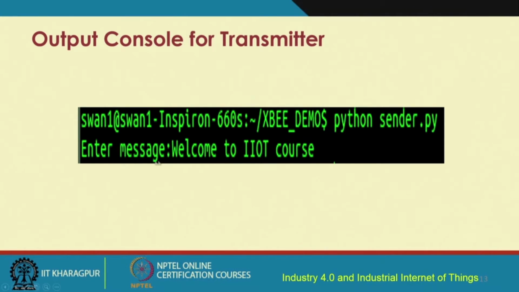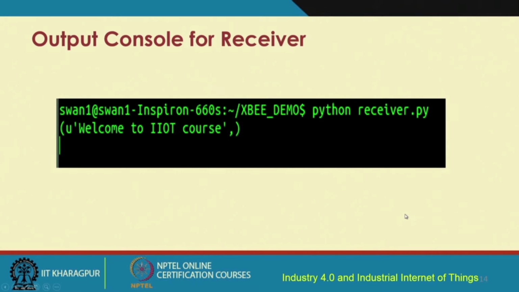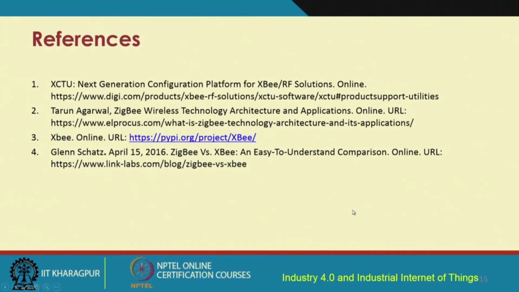So, you can enter the message that you want to send from the transmitter. Let us say that we type in welcome to IIoT course, and then at the receiver you are going to receive this message welcome to IIoT course, and U stands for Unicode, so let us not worry about it, and this is basically the message that is received at the receiver end.